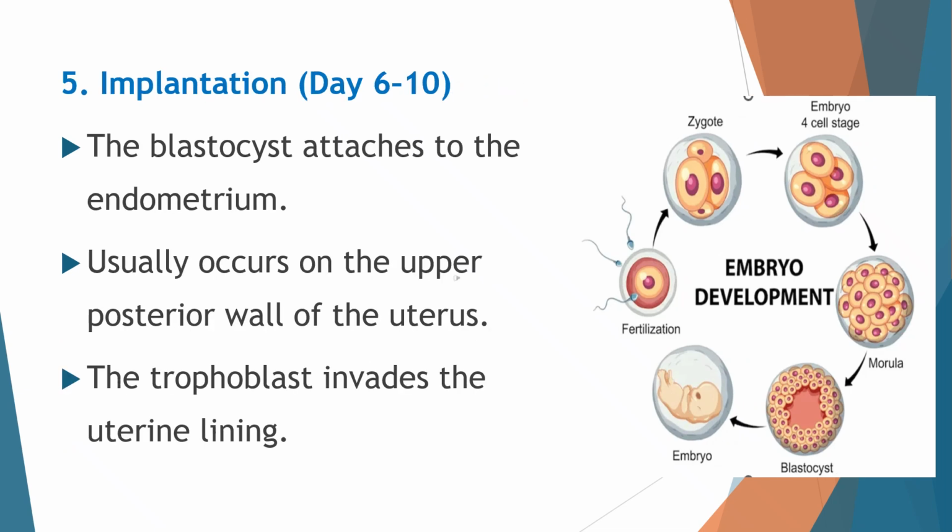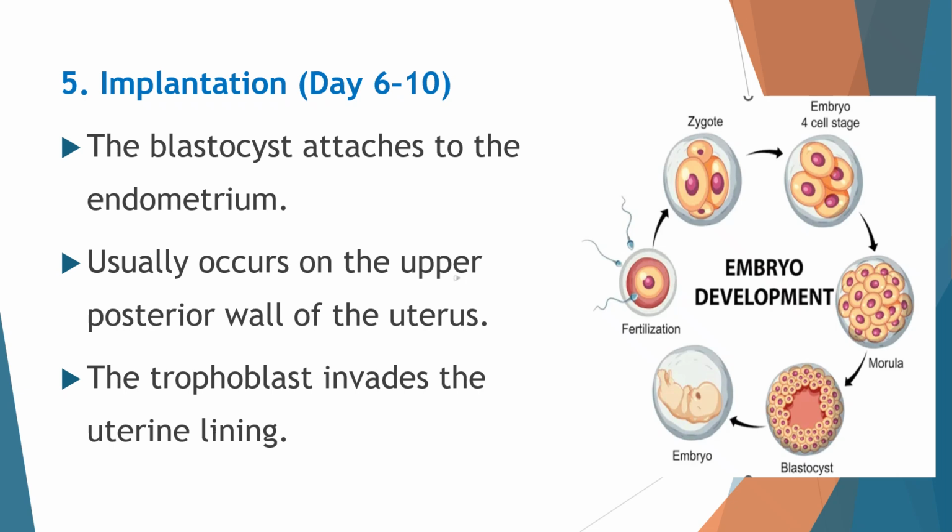Now, let's discuss the 5th stage of embryological development, which is implantation. This stage usually takes place between day 6 and day 10 after fertilization. So, what is implantation? Implantation is the process by which the blastocyst attaches itself to the lining of the uterus. This uterine lining is called the endometrium. You can think of implantation as the blastocyst finding a safe place to settle and grow. Once it attaches to the uterus, the pregnancy becomes established.